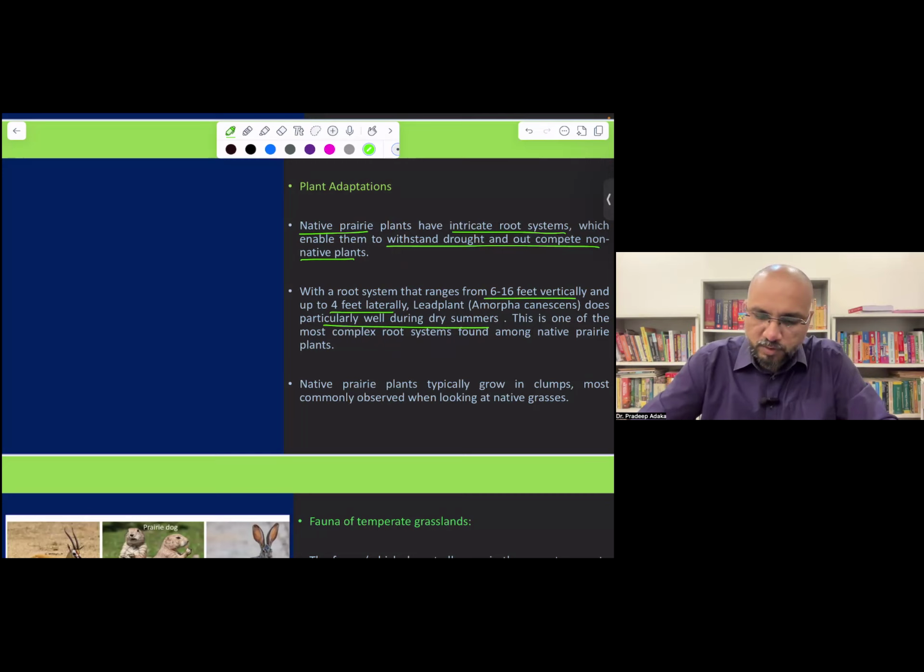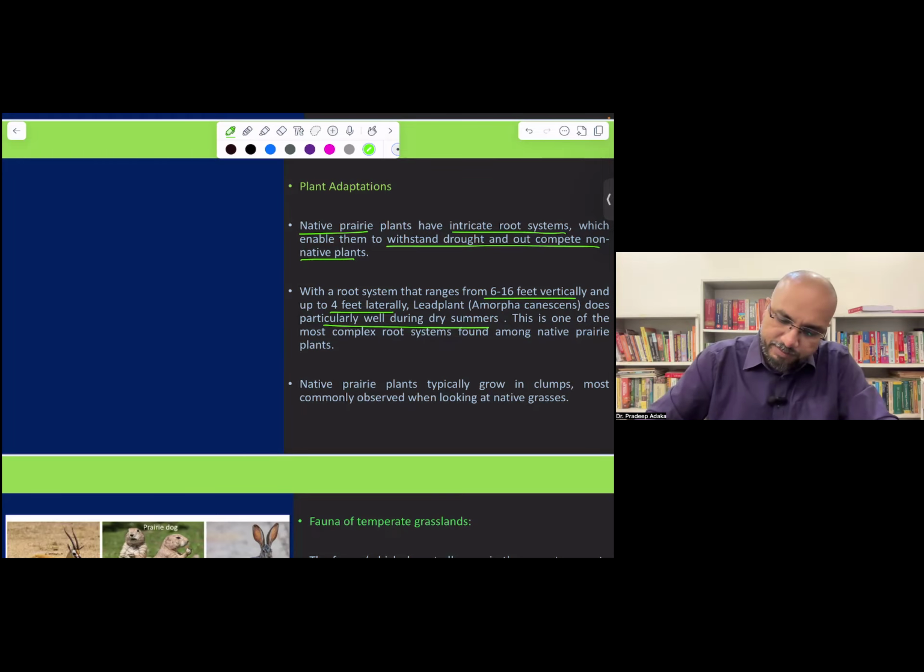This is one of the most complex root systems found among the native prairie plants. These native plants dominate and outcompete plants from outside. So if exotic plants are introduced, the natives can outcompete them because of these root systems. This is the most important adaptation: a very intricate, very deep, and laterally spreading root system of grasses.